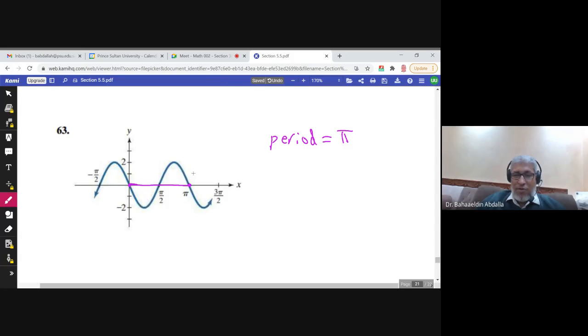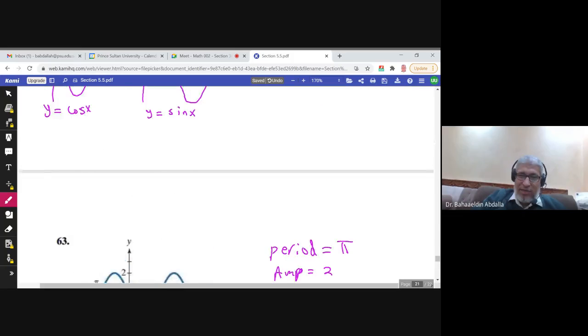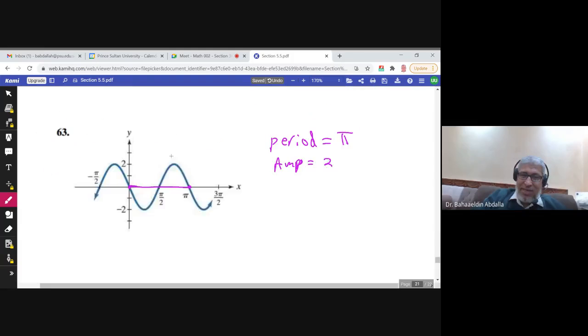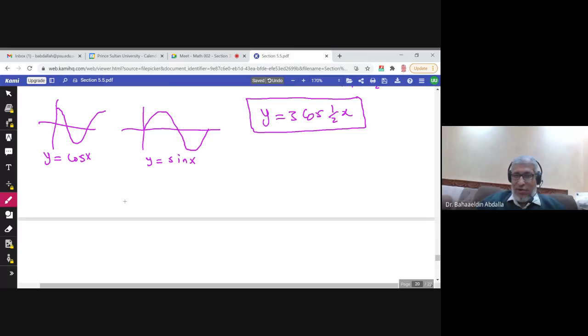All right. What is the amplitude? It is 2. Absolute value of A, 2, from 0 to 2. Good. Now, the most important point. Is this a graph of sine or cosine? It is not cosine. We don't have like this. And it is not like this. Okay. It is like this. So what is this? Okay, this is the graph of sine x.